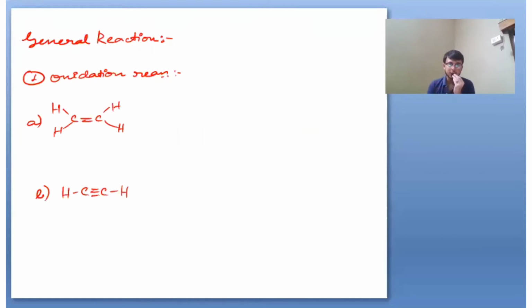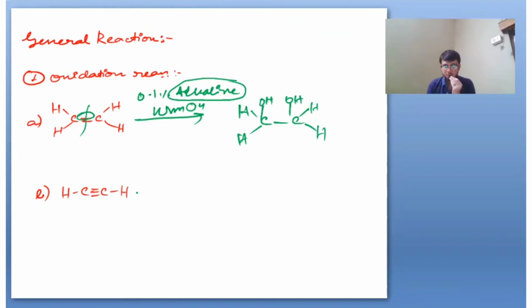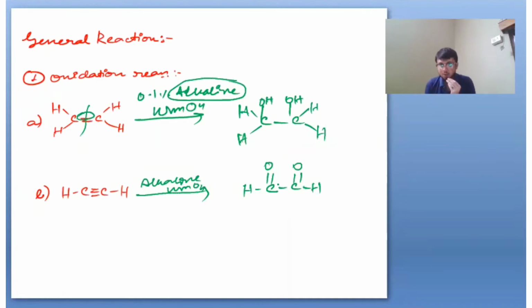Next is our general reactions. That means general reactions of alkene and alkyne. So let us see. First is oxidation reaction. So in case of alkyne, what happens? If we just give it alkaline KMnO4 again, in place of OH, now double bond O is added. Okay. So that's how the oxidation reaction of alkene and alkyne will be.